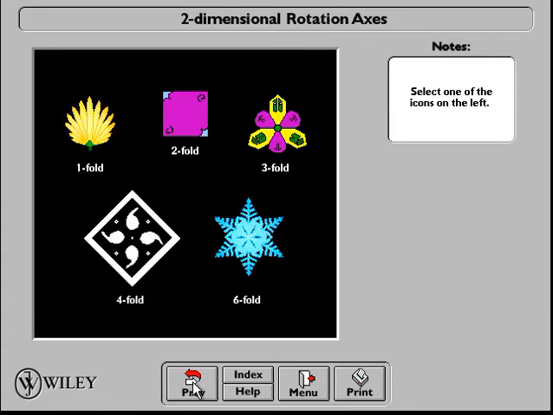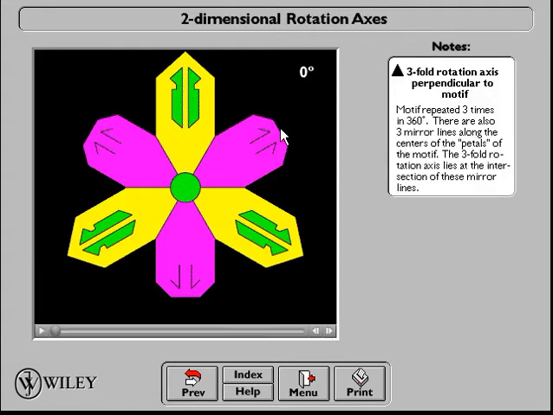Now we are going to previous. We are talking now about the three-fold rotation axis. The three-fold rotation axis perpendicular to the motif has such a triangle as a symbol. Can you see it? That is this triangle. That means the motif repeats 3 times in 360 degrees. There are also 3 mirror lines along the centers of the petals of the motif. The three-fold rotation axis lies at the intersection of these mirror lines.